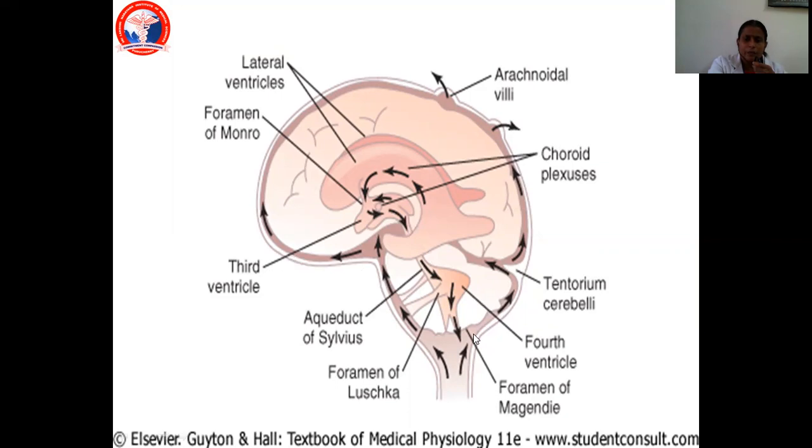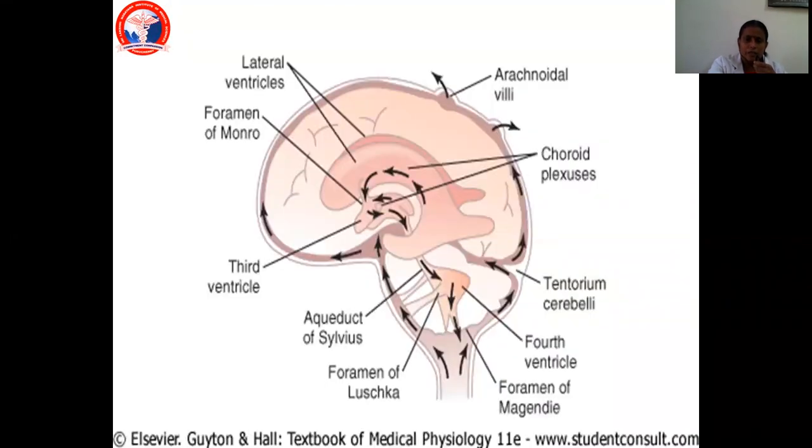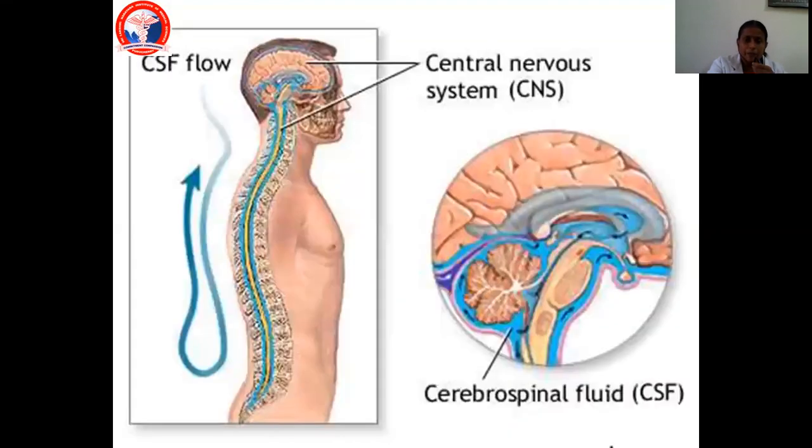From the fourth ventricle it goes to the subarachnoid space through the foramen of Luschka and the foramen of Magendie. So this picture also shows the formation and circulation of the CSF.